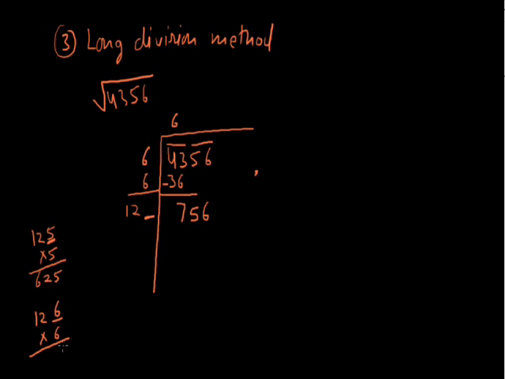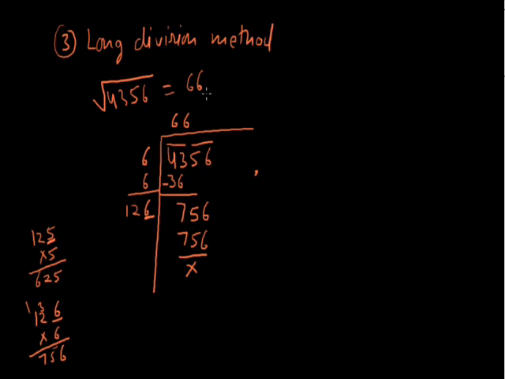So 6 into 6, that is 36. So 3 carry forward. 6 into 2, 12. 12 plus 3, 15. 1. 6 into 1, that is 6. 6 plus 1, that is 7. So I am getting 756 as it is. So in this blank we have to write only 6. We write 6 here and 6 in the quotient as well. So 126 into 6, we are getting 756. So nothing is left. So this is our answer. So the square root of 4356 is 66.